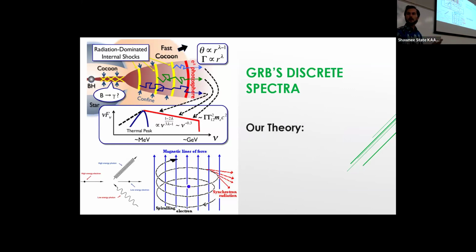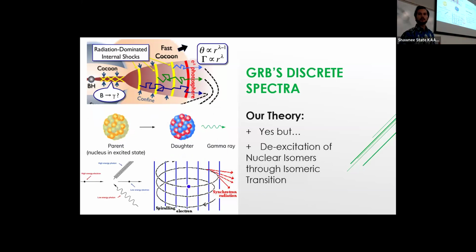And so that's where our theory comes in. We can't just completely eliminate the possibility that these are causing gamma rays. Of course, we have to consider everything. But to explain the discreteness, we are proposing that the de-excitation of nuclear isomers through isomeric transitions might be responsible for causing this discrete property of the gamma ray bursts.